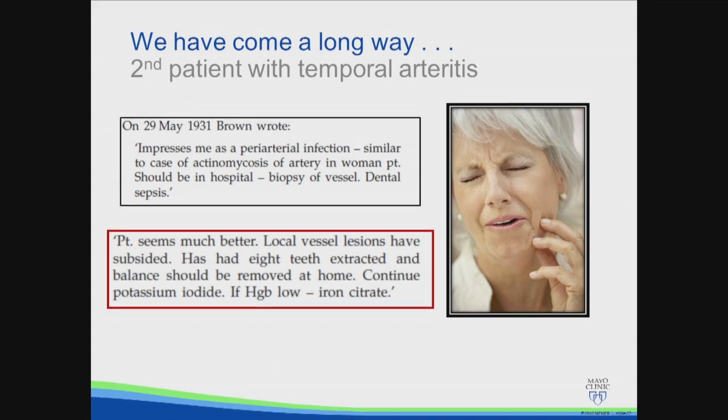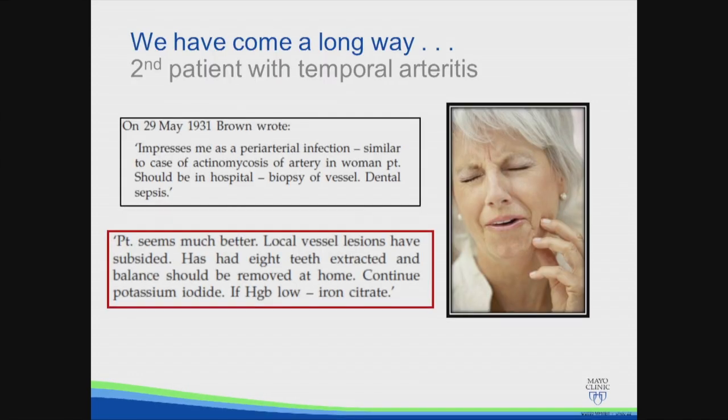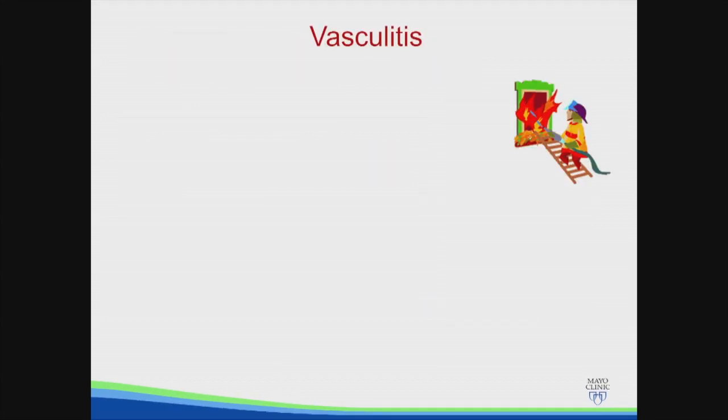And of course, soon after that, in the 1940s, following the discovery of cortisone, they started to treat patients with cortisone and realized that one of the important consequences of using cortisone was preventing blindness, right, in giant cell arteritis. But in general, when we think about vasculitis, we think about what's the first step. So the first step is we got to put out the fire. We have to put out the inflammation that's going on in this disease.